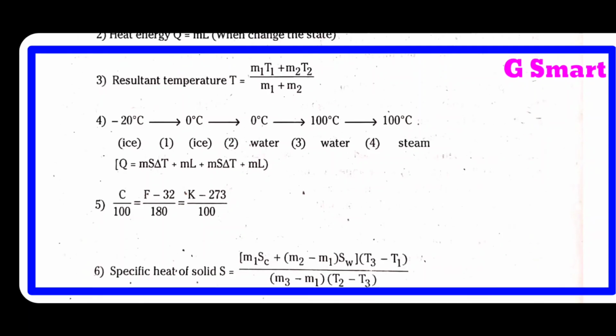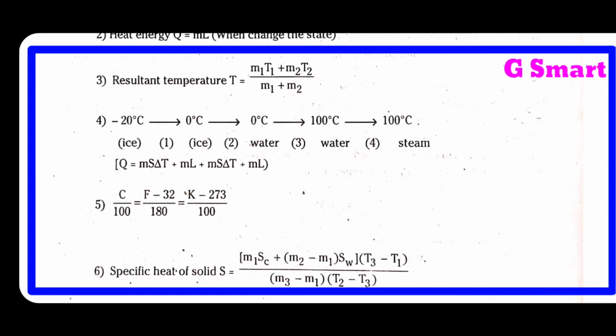Take minus 20 degrees centigrade ice. When it is heated up to 0 degrees centigrade, it starts melting. Ice starts melting at 0 degrees centigrade and completely converts into water at 0 degrees centigrade. Next, again we give heat up to 100 degrees centigrade, the water boils, and then water at 100 degrees centigrade converts to steam at 100 degrees centigrade. To do this problem, we have to use the formulas like this.